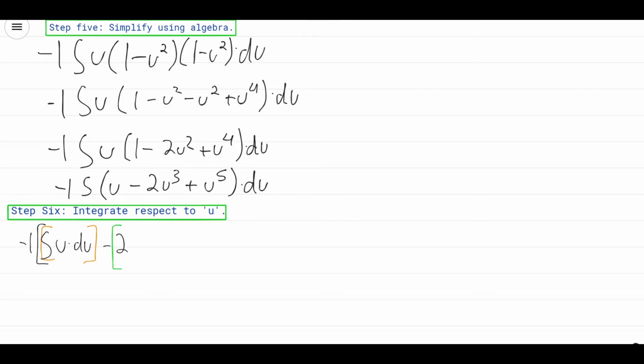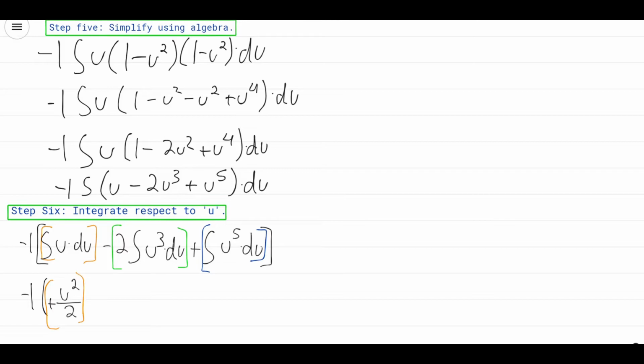So the u times du minus 2u cubed times du. All I'm doing is factoring out the constants, plus u to the 5th power times du. So I'm going to integrate each term separately, and when I integrate the first term in the orange brackets, I get u squared over 2.